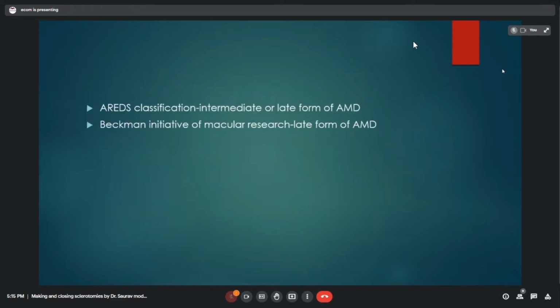Now, according to the AREDS classification, it is classified as an intermediate or late form of AMD, depending upon the involvement of the foveal center. And according to the latest classification of the Beckman Initiative for Macular Research, it is classified as a late form of AMD, irrespective of the involvement of the foveal center.